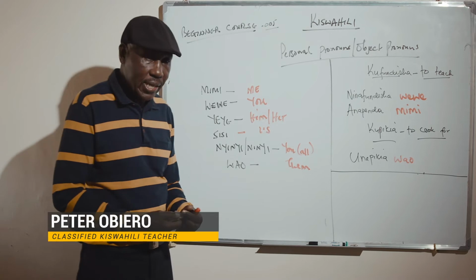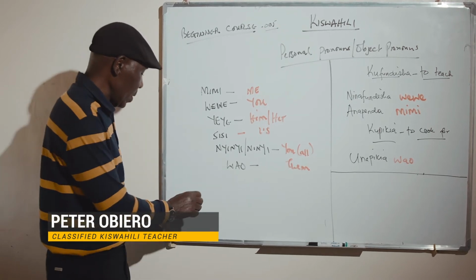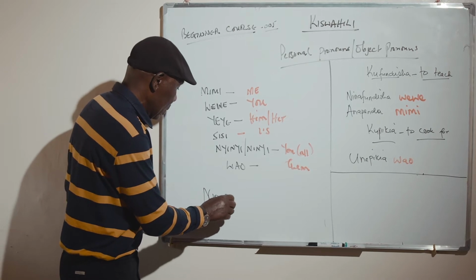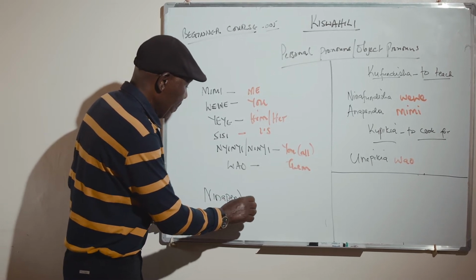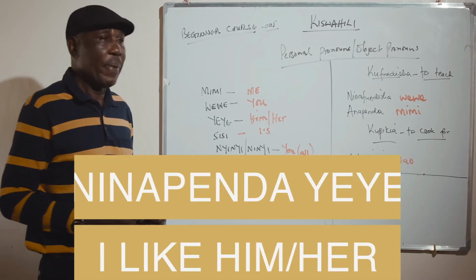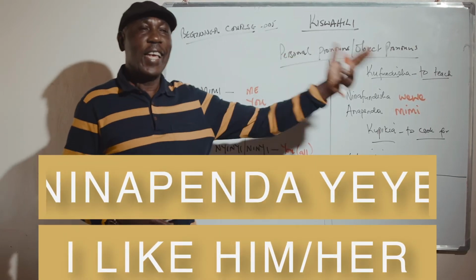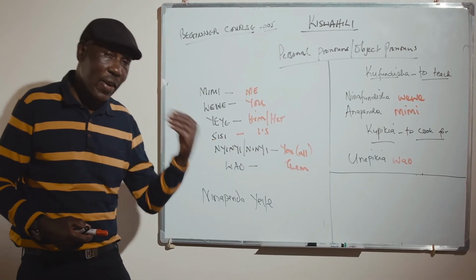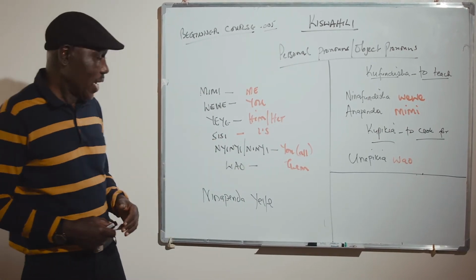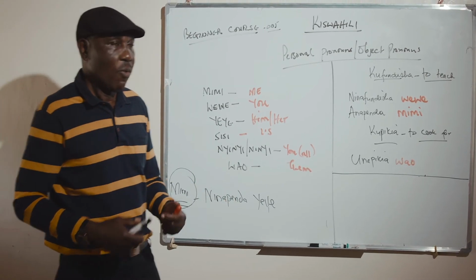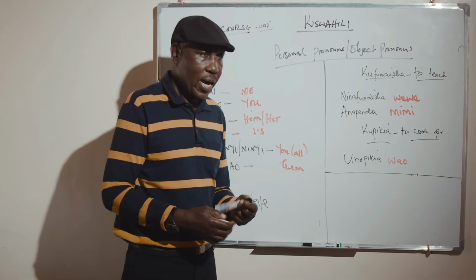Now, if in case I would speak of ninapenda yeye. The sentence is ninapenda yeye, like I like him or I like her. Otherwise, you can also say I love him or I love her. Ninapenda yeye. So you can use this with many other verbs.